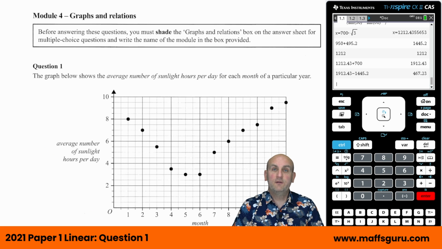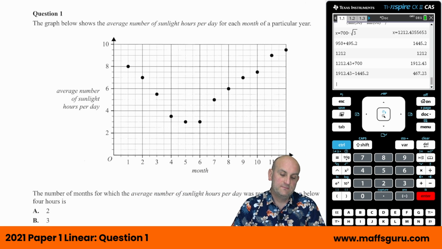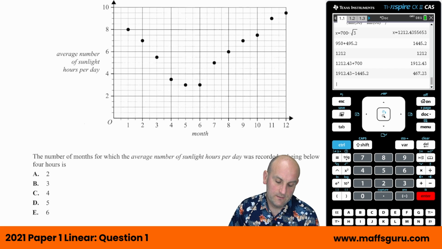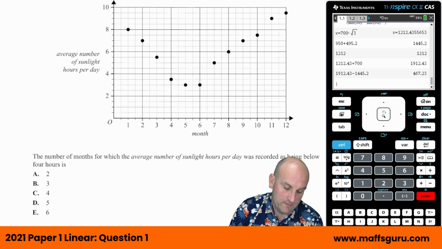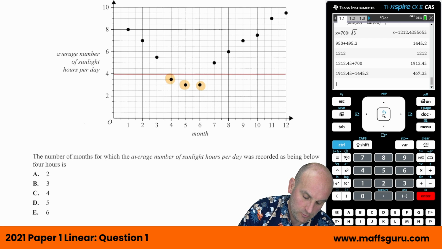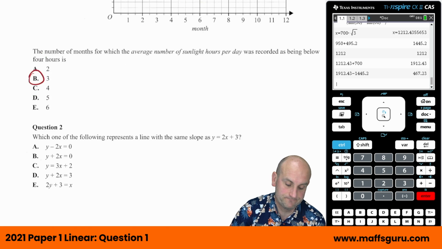All right, graphs and relations module, last module of the exam. Question number 1. The graph below shows the average number of sunlight hours per day for each month of a particular year. The number of months for which the average number of sunlight hours per day was recorded as being below 4. Well, there's 4. So we want basically 1, 2, 3. B was my correct answer.